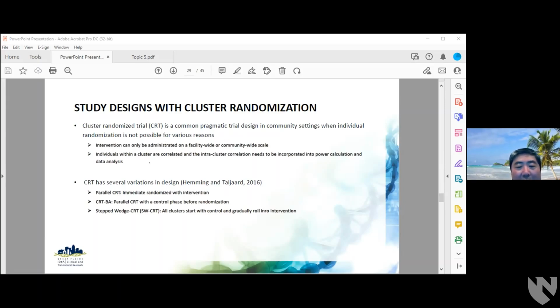Now the analysis can be tricky because the individuals within the cluster are correlated. So the intra-cluster correlation needs to be incorporated into the power calculation and the data analysis. When you design this trial, you have to take that intra-cluster correlation into consideration. It's not like an individual clinical trial where you assume each individual is independent. It's not independent in the cluster.